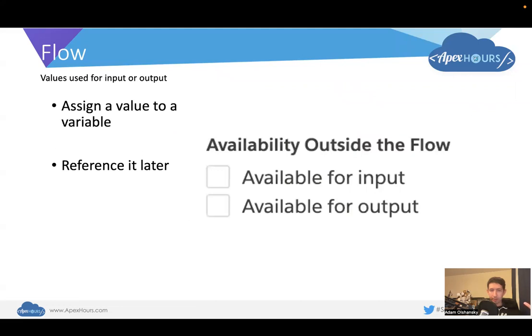We also have this concept of specifying if values in our flow should be available for input or available for output, right? Maybe we want to pass a value to our flow from a Lightning component. Maybe we want to send a value from our flow to a Lightning app builder page, right? We might have different values that we want available to other things that are going to be talking to our flow.